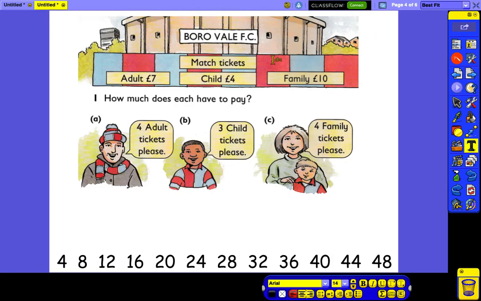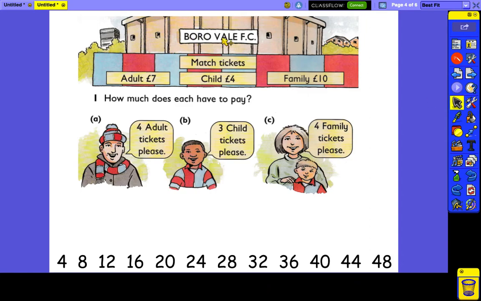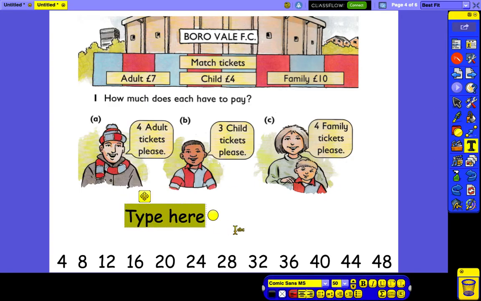On page 41, we are at a football stadium, and the football club that plays there is Boroughville FC, and the FC stands for football club. Very cheap match here because tickets for an adult are £7, for a child £4, and for a family it's £10. How much does each have to pay? Well, here's Jerry. Jerry wants 4 adult tickets, please. So, what is that as a multiplication sum? That'll be 4 times £7 because an adult ticket is £7. So, what is that? That's 28.